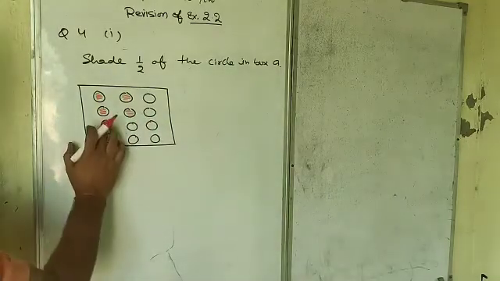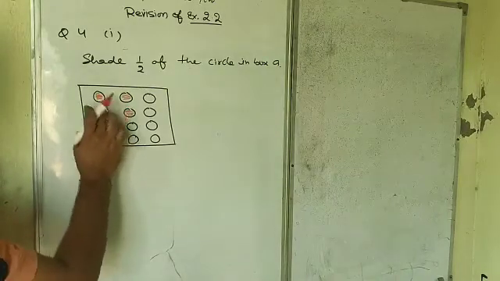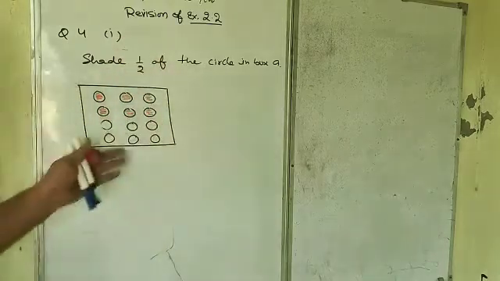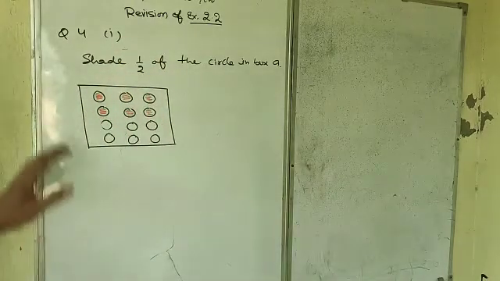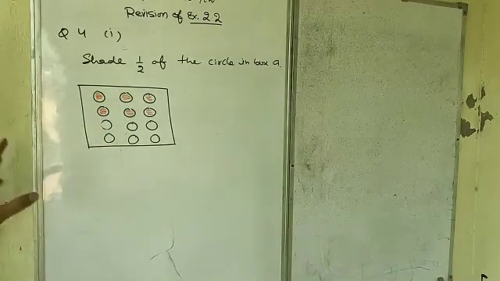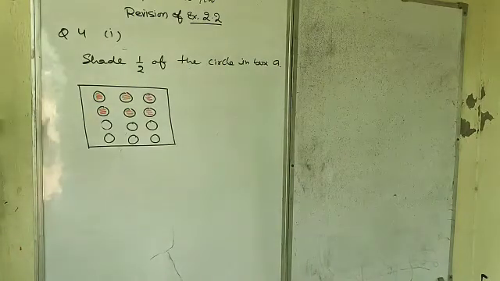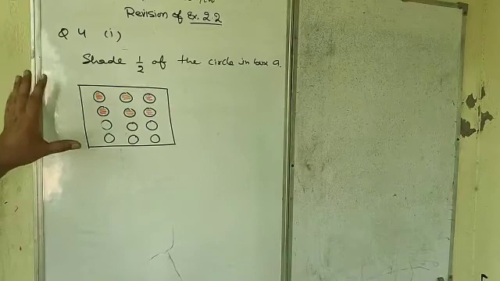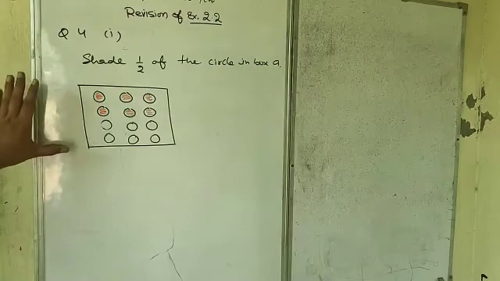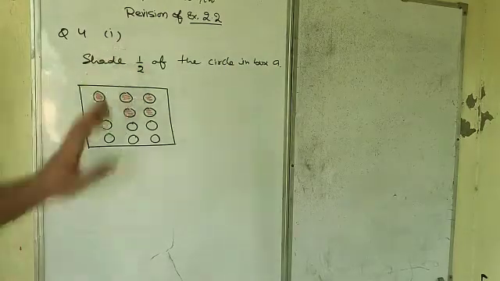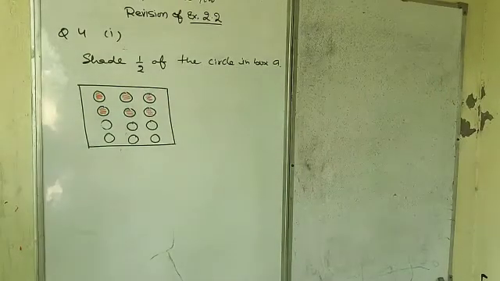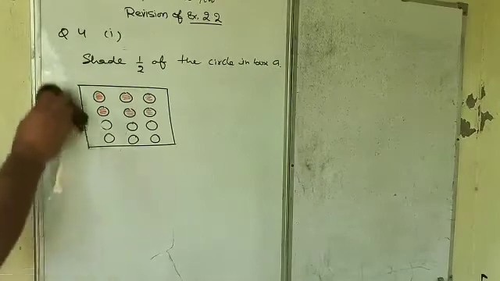You may also color by this method. Now half of them are colored, so the count should be 6. No matter which circles you select, you must select exactly 6 circles to shade half of them. We have to color exactly 6 circles to select half of the 12 circles. Similarly, try the other parts yourself, okay? So question number 5.